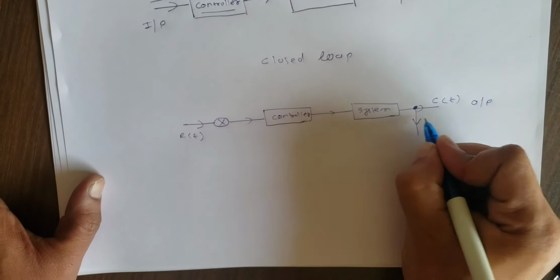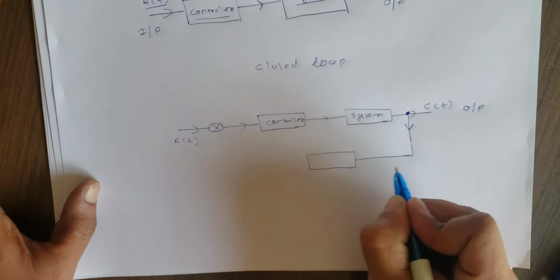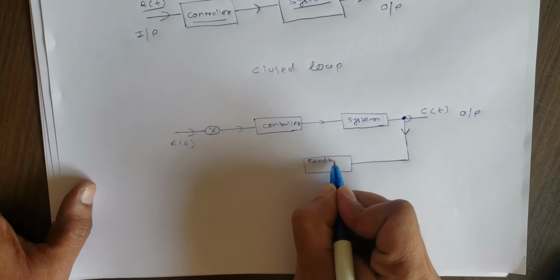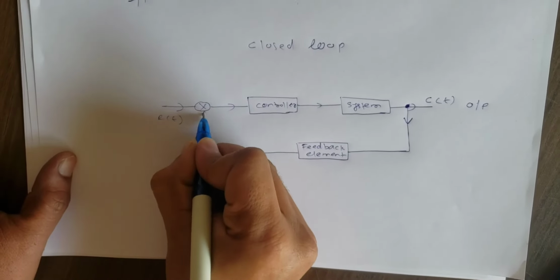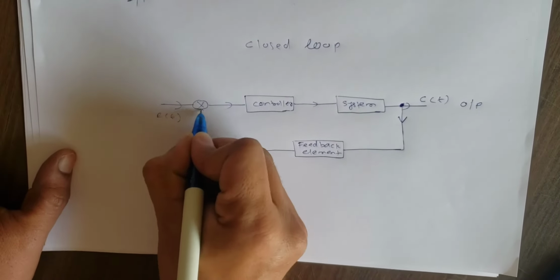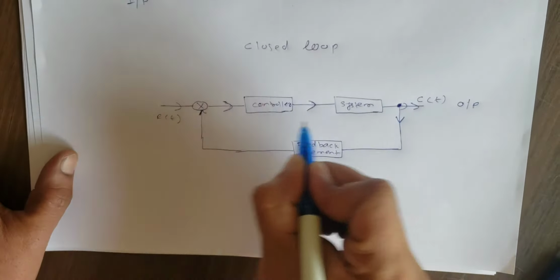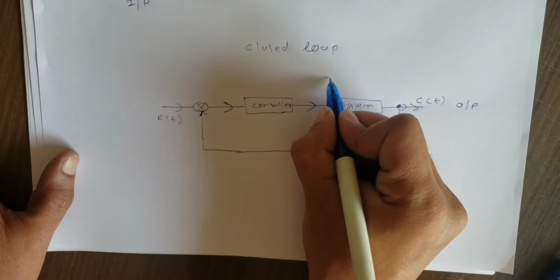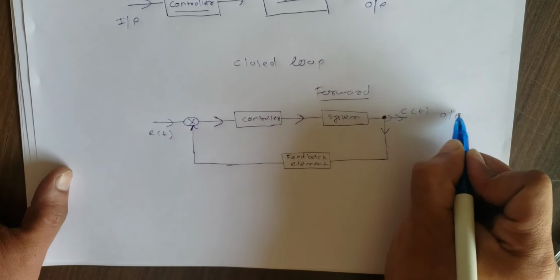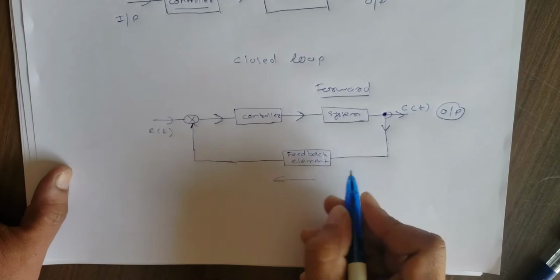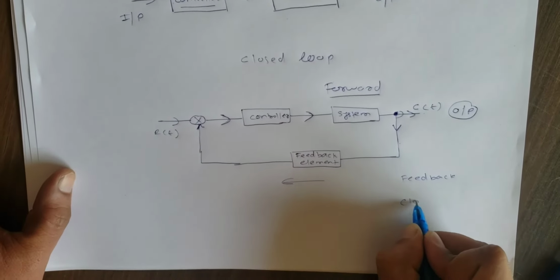We measure the output of the system using what is generally called a feedback transducer or feedback element, and this signal is taken to the input side. The upper line goes from input to output, so it is called the forward path. The other direction is from output towards the input, and that's why we call the system a feedback system or a closed loop system.